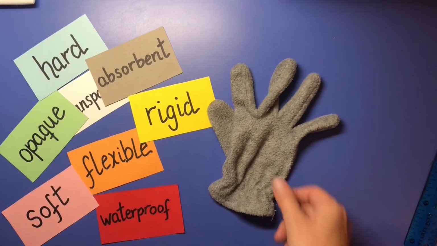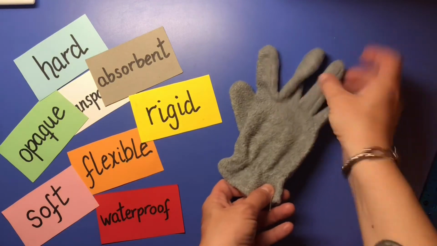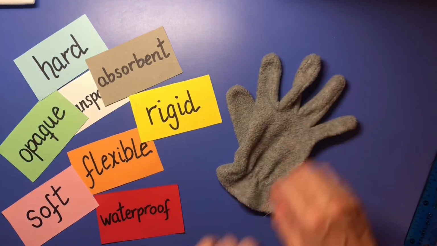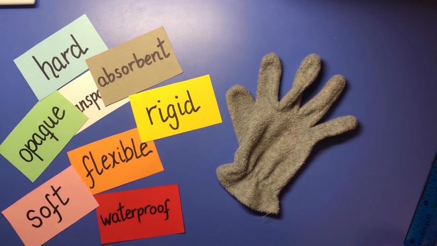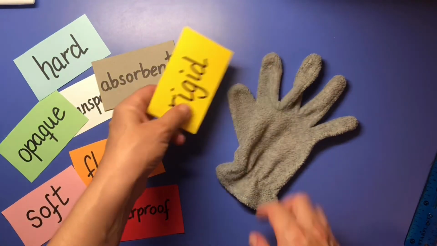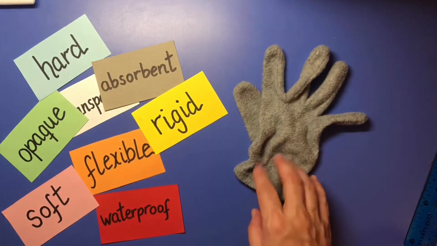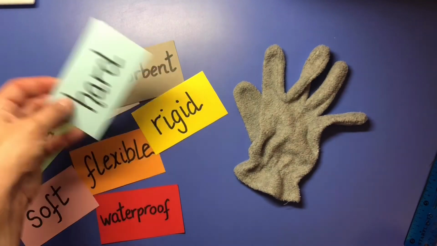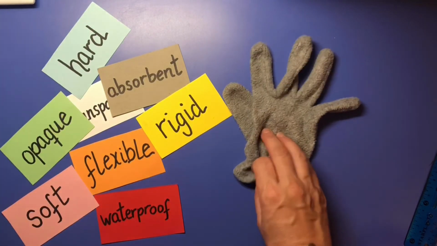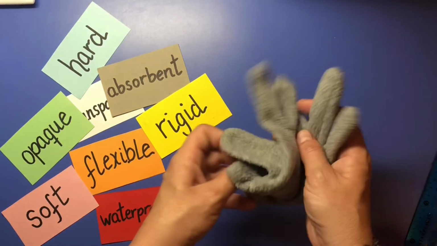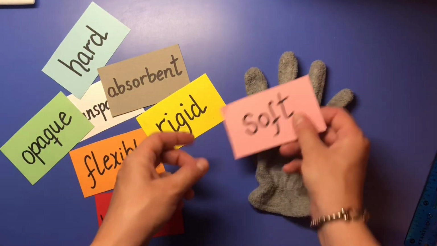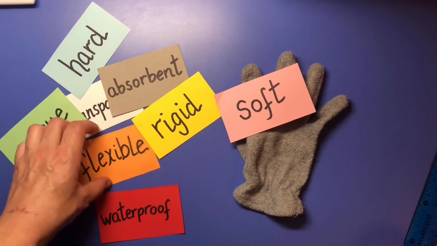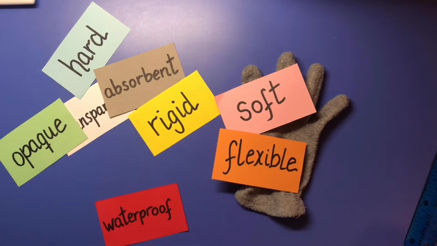Which properties do we need to make a glove? A material that is rigid? No. A material that is hard? No. A glove needs to be soft and also flexible.